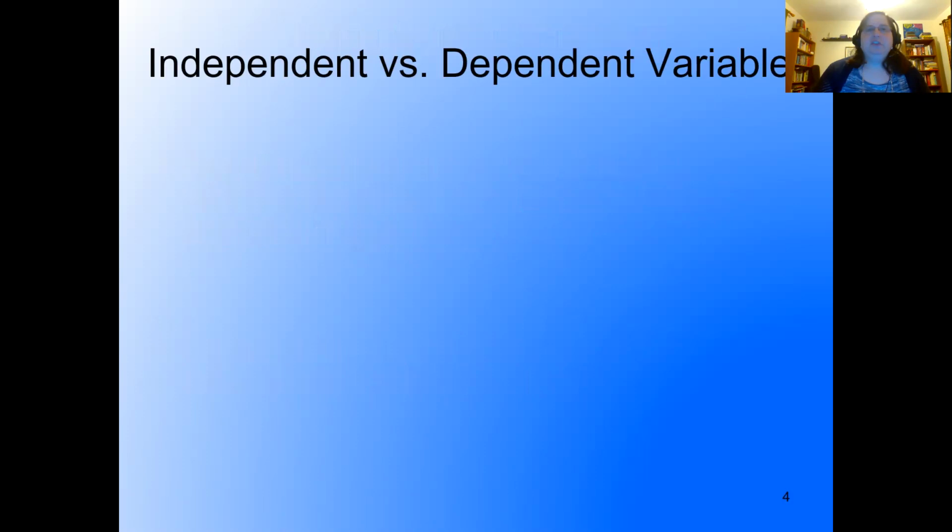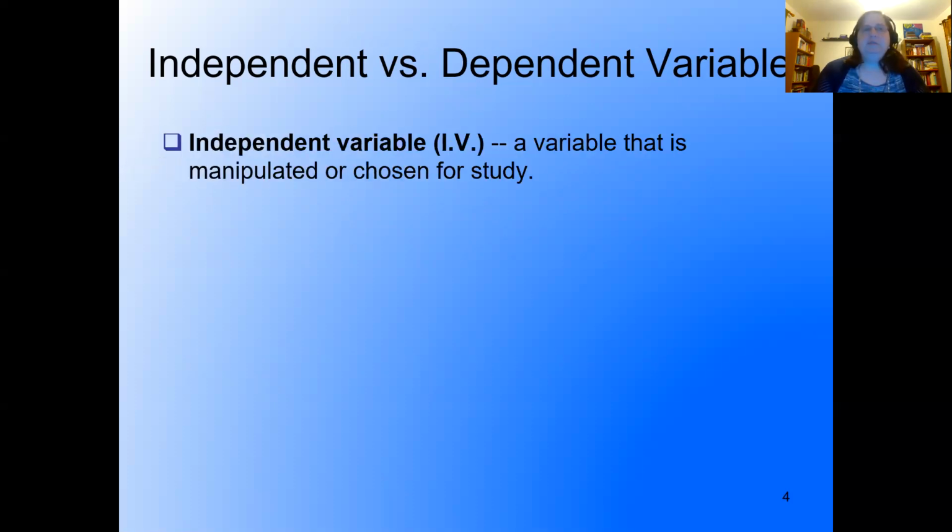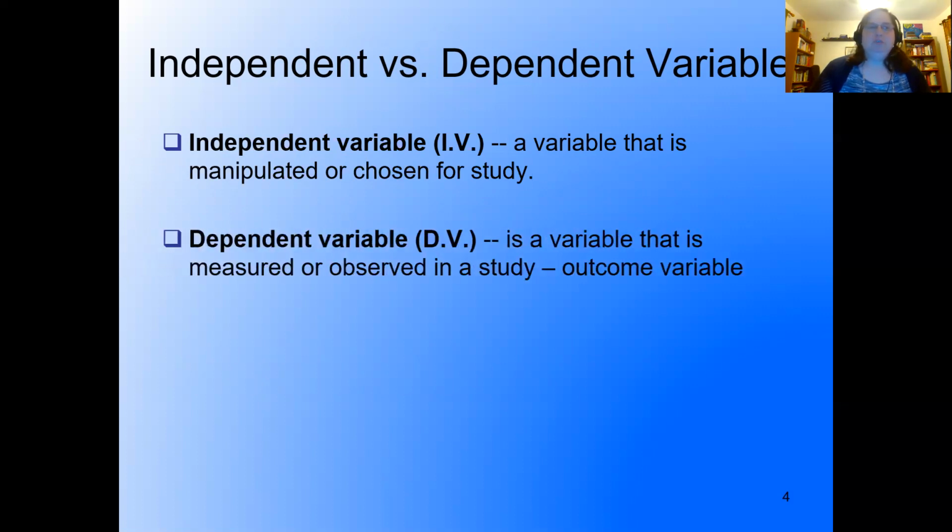So now let's go to our next set of terms, which are independent and dependent variables. The independent variable is a variable that is manipulated or chosen for study. Okay, so this is the one that you are going to either manipulate or just choose to observe. And we'll do some examples so you can see a little bit more about that in just a moment. The dependent variable is the variable that is measured or observed in a study, the outcome variable.